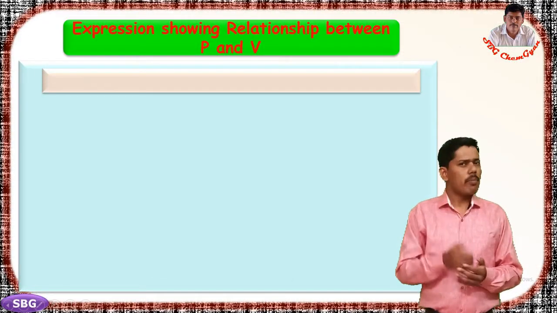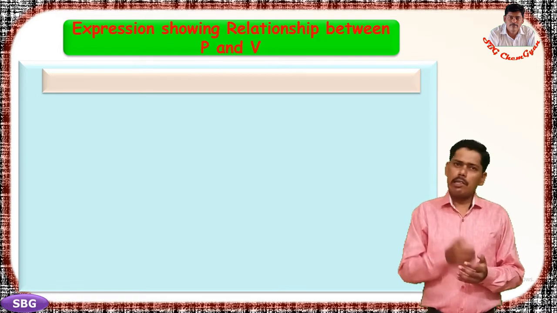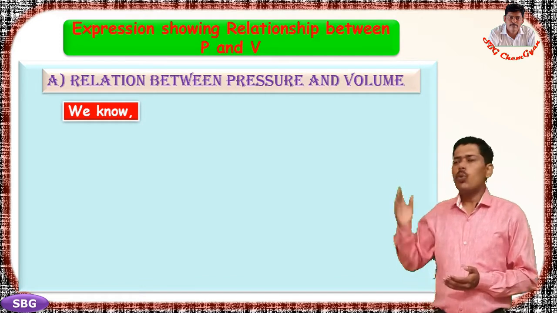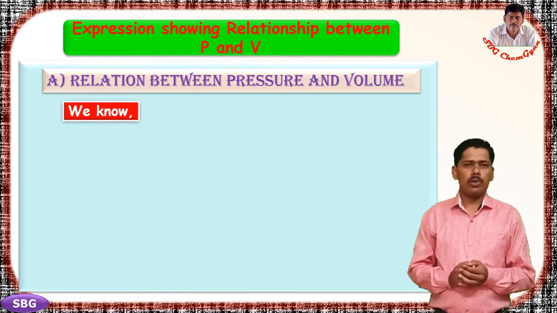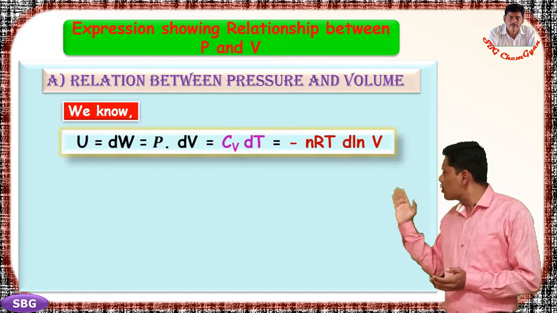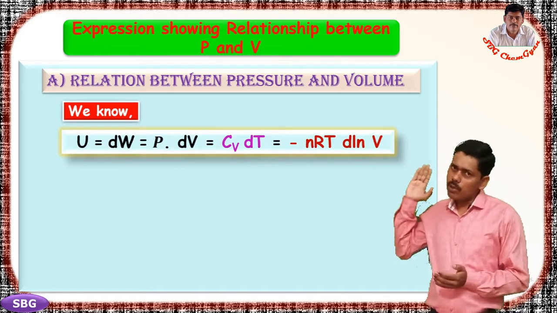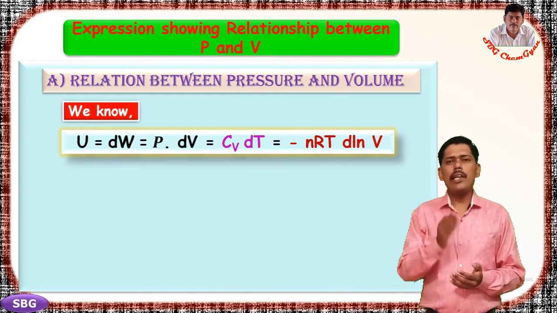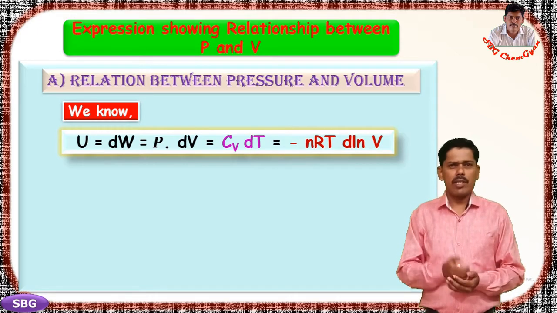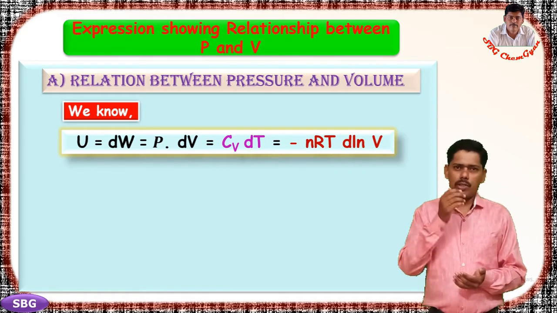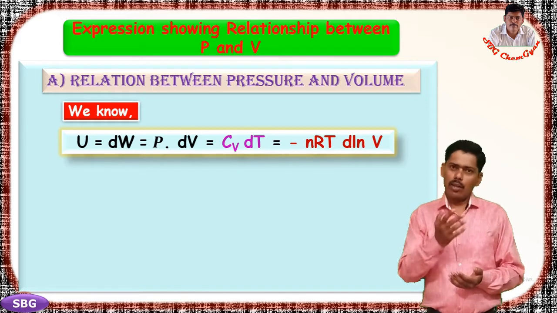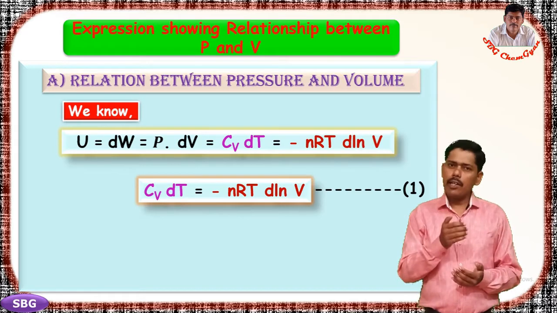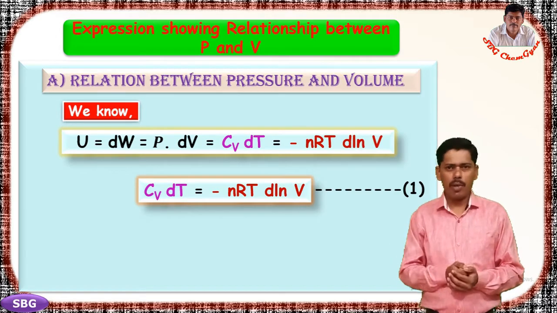We come to our most important first expression showing the relationship between pressure and volume. From the previous lecture, we know that dU is equal to dW, which is equal to P dV, which is equal to Cv dT, and which is equal to minus nRT d ln V. From this equation, we choose two equations for the study of the relationship between pressure and volume. That is, Cv dT is equal to minus nRT d ln V, which is equation number 1.